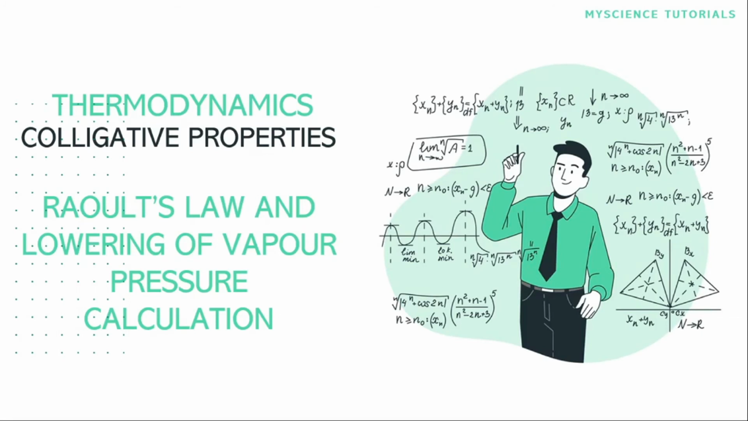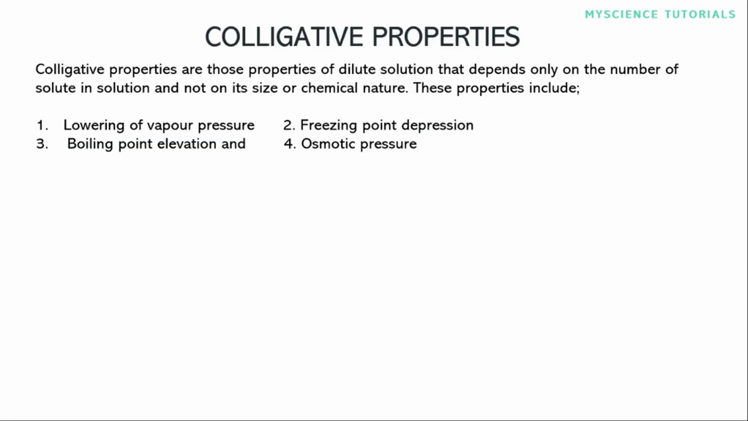So let's begin. We want to first of all start by looking at what colligative properties are. Colligative properties are those properties of dilute solutions that depend only on the number of solute particles in a solution and not on their size or chemical nature. Simply put, colligative properties depend on the moles of the solute present in solution.